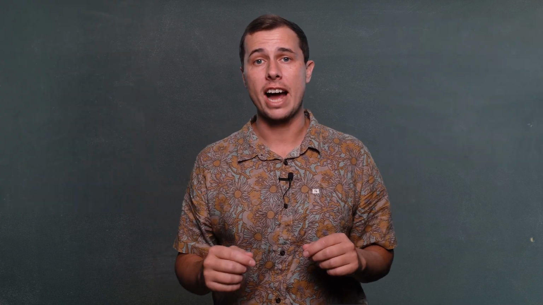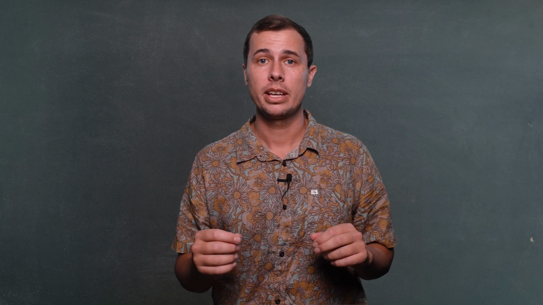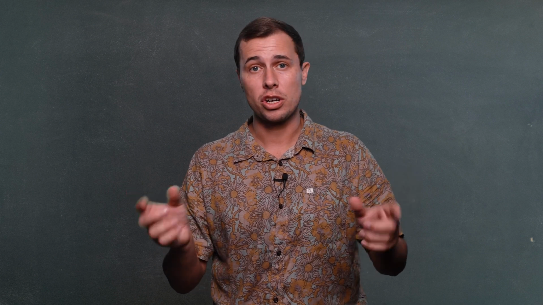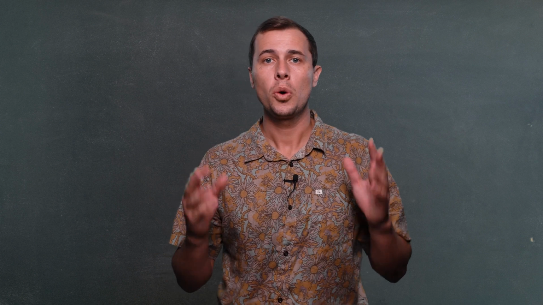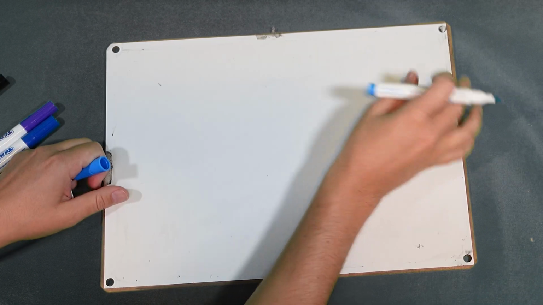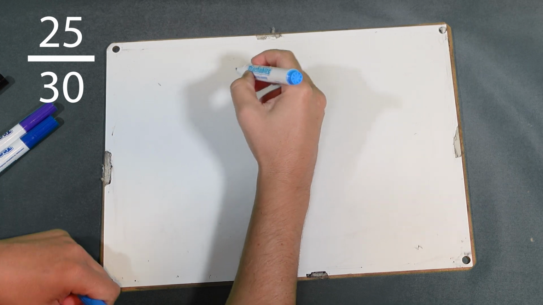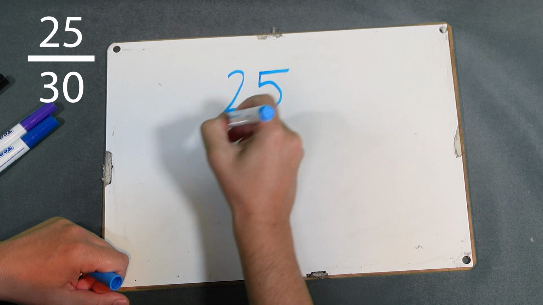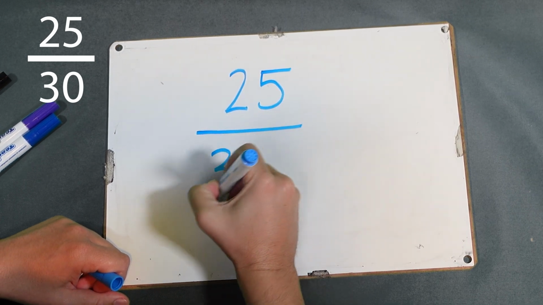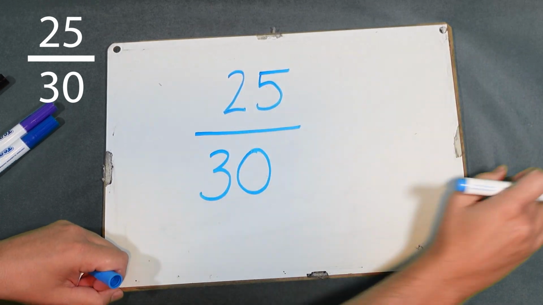So pause the video now, go and grab something to write with. If you've got a mini whiteboard, that works well because we're going to do some rubbing out, or you can just grab a pencil and paper. We're going to do this one together on our whiteboards. Write down 25 over 30. And let's simplify it.